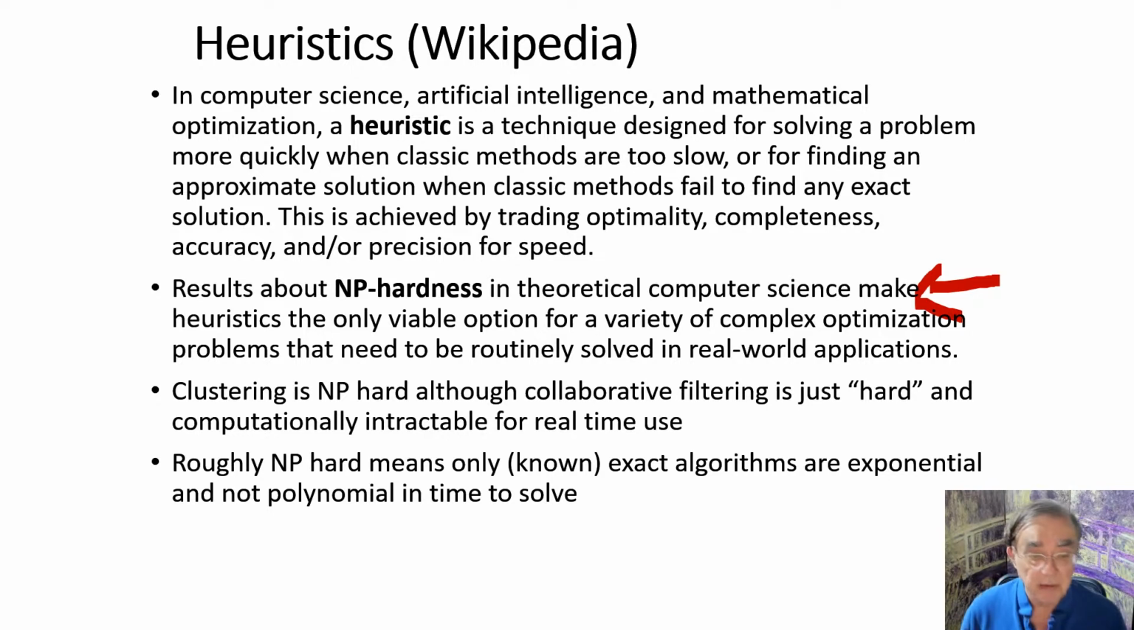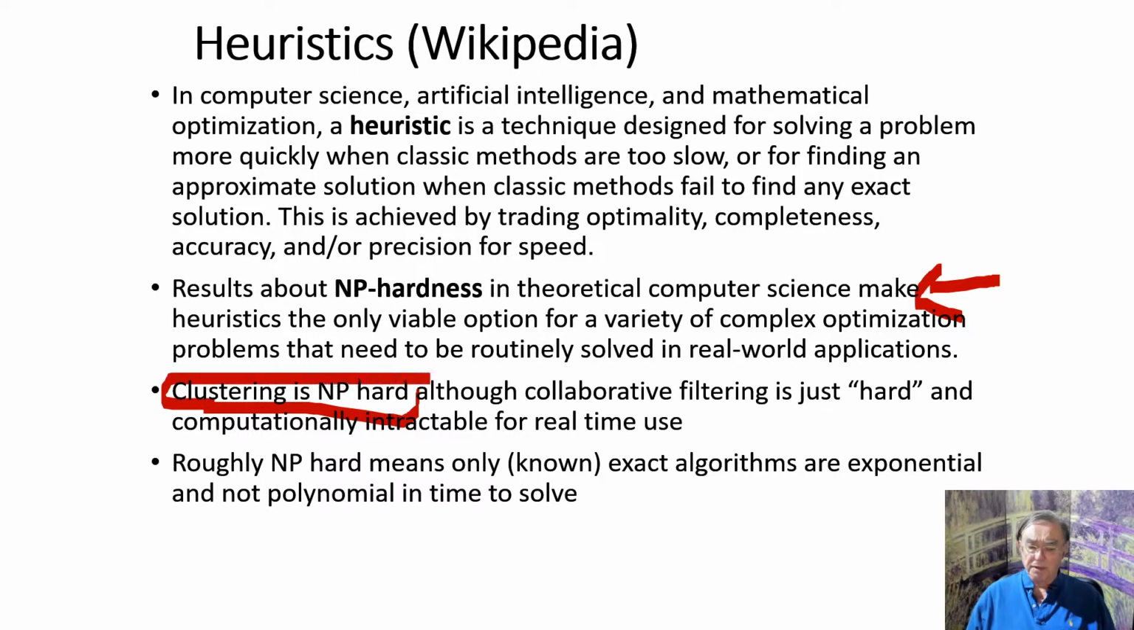Algorithms which are square in the number of points, when you start getting millions to billions of points, are very, very hard. And clustering is NP hard, but its heuristics can actually be order n or order n squared. And again, the clustering heuristics are very powerful.